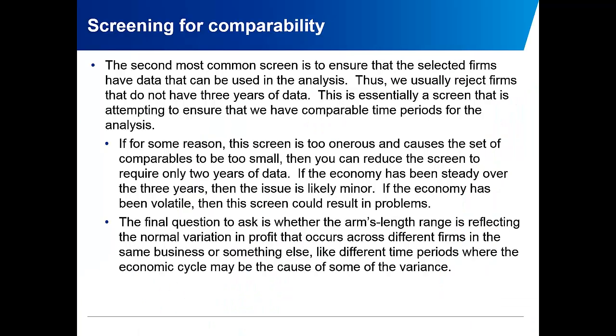We've already talked in this series of videos about comparability, about the importance of picking the right industry. Probably the second most common screen is to ensure that the selected parties have data that can be used in the analysis. And thus we usually reject firms that do not have 3 years of data for the time period that we're studying the comparable party. We'd like to match up 3 years to 3 years. It's a very common standard in transfer pricing.